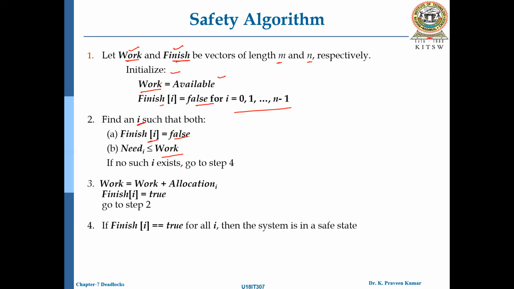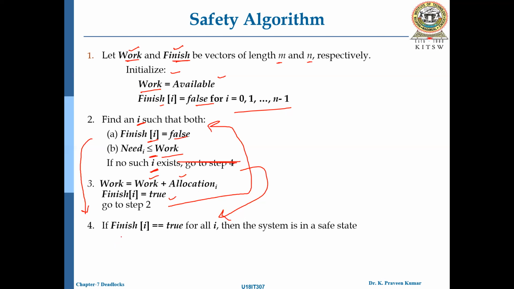If there is no such i, then we go to step 4. So what is step 3? If such an i exists, then Work equals Work plus Allocation and Finish of i equals true, and this will go back to step 2. Again it will check for an i which has Finish of i equals false, that is, it is not finished, and Need is less than or equal to Work. Then again it will go to step 3. Otherwise, if no such i exists, then it will go to step 4.